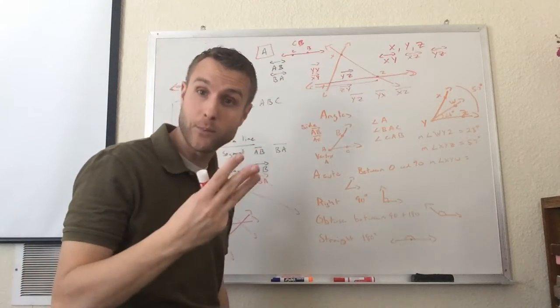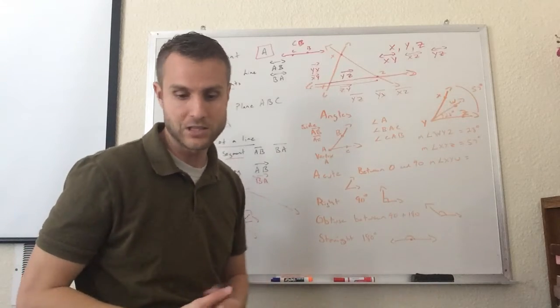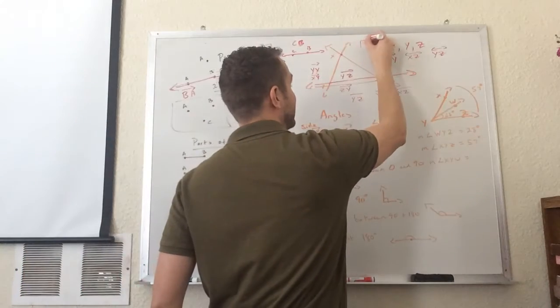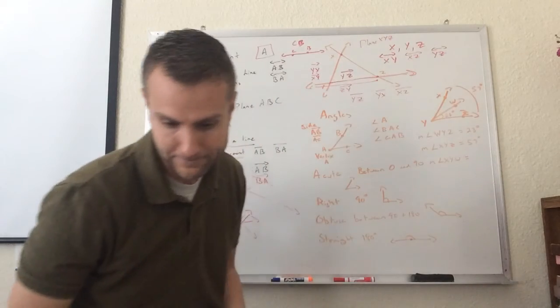I need at least 3 points for a plane, so I use all 3 points, X, Y, and Z, and I would just write plane XYZ. That's all you have to do for a plane.